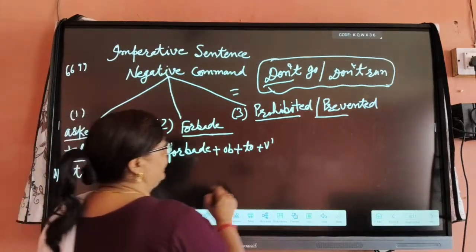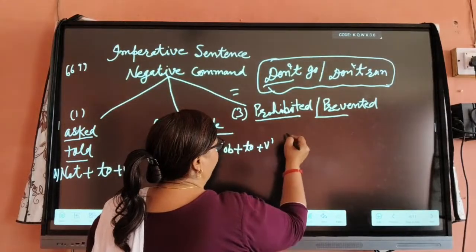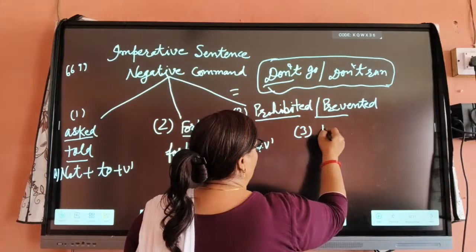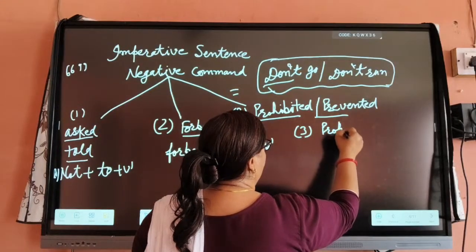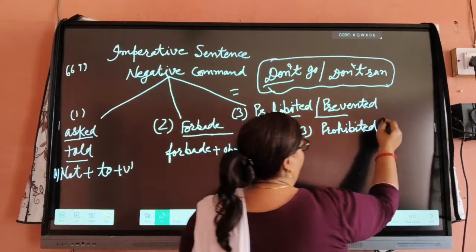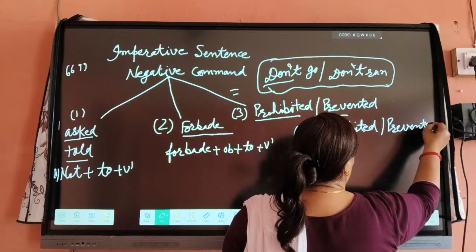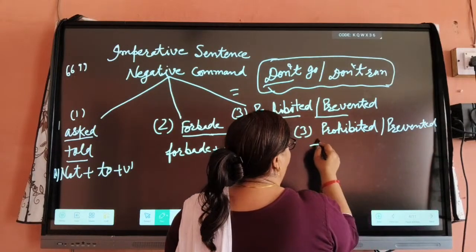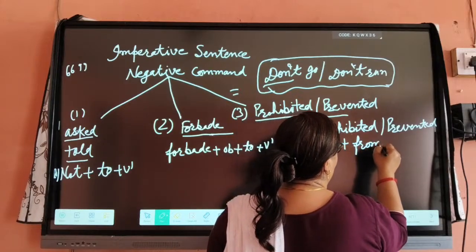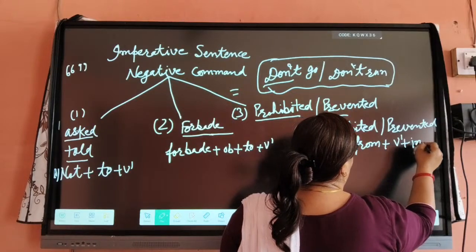Okay. If we change our sentence into prohibited or prevented, then we will use prohibited or prevented plus object, we will use from, plus verb's first form plus ing.